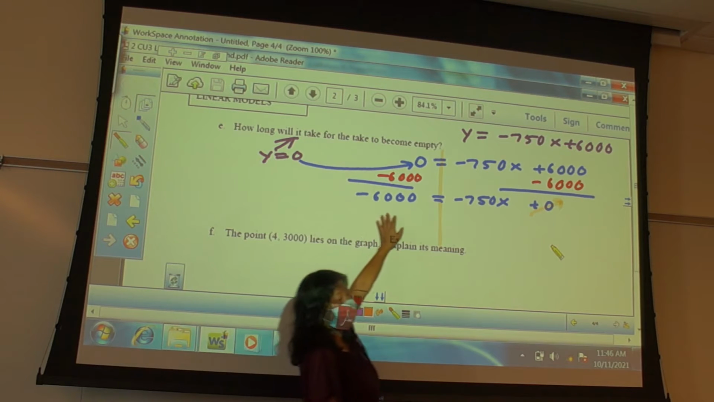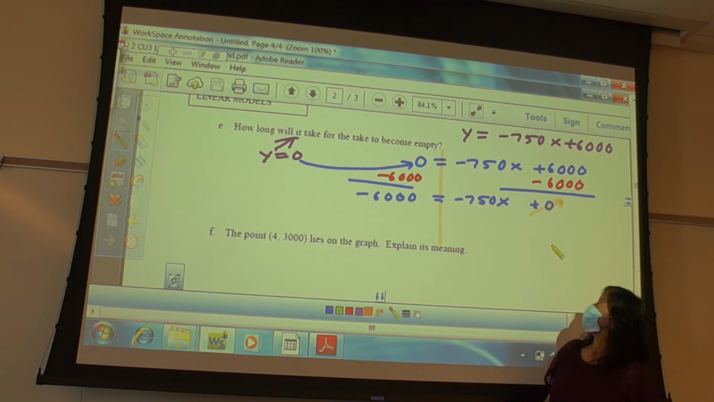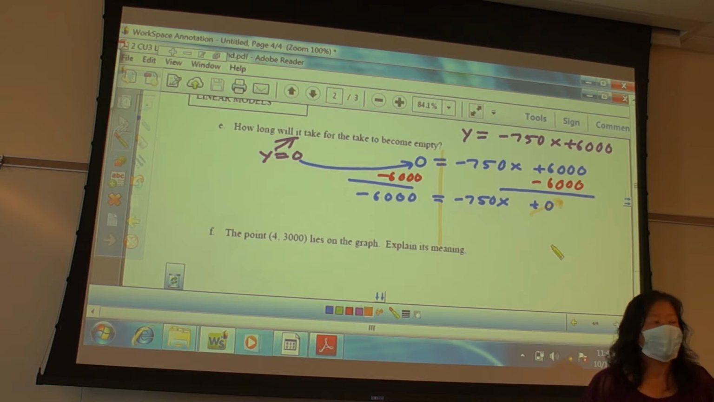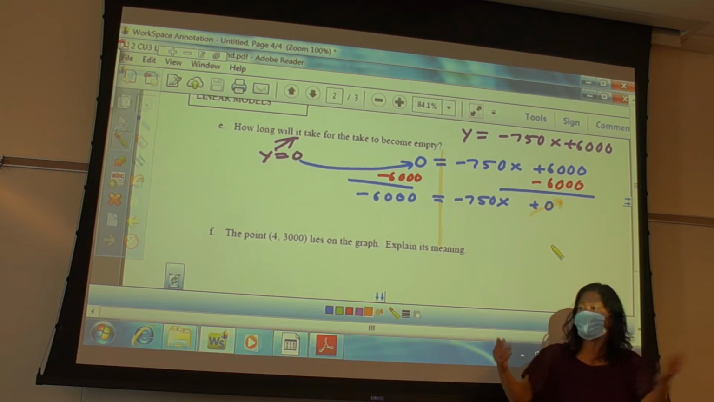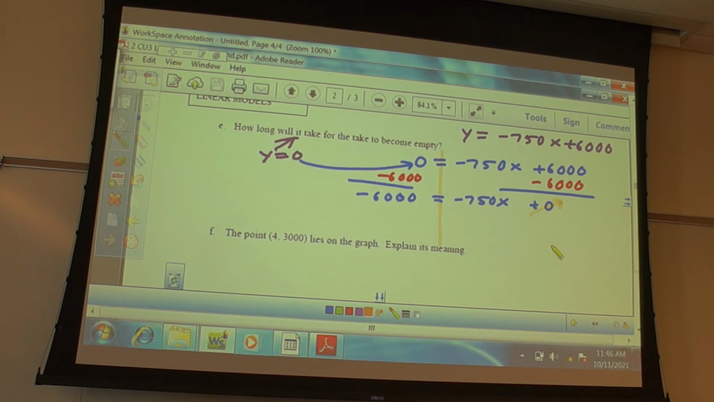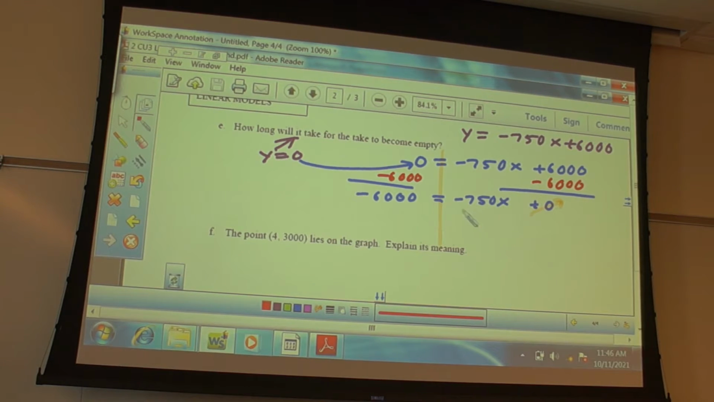Does everybody understand how we got this far? Yes, no? Check with neighbors, good? All right, so now we need to undo this. How do we undo multiply by negative 750? Divide by negative 750. Good? Oh, you want it to be positive. No, it's negative. You're multiplying by negative 750. How do you undo multiply by negative 750? You divide by negative 750. The same thing, right? So we're going to divide by negative 750.